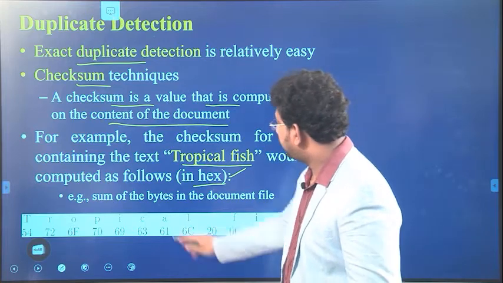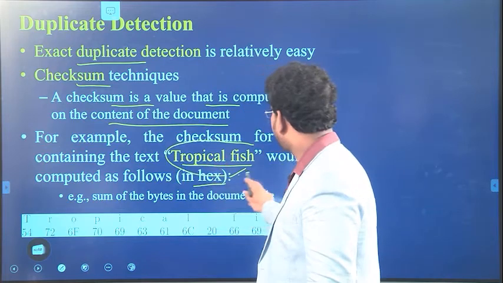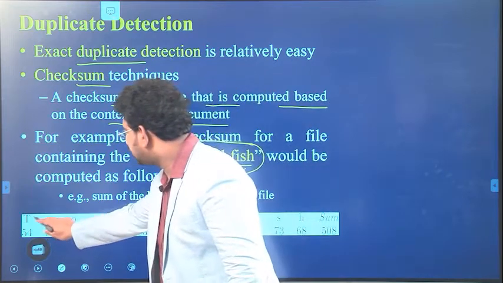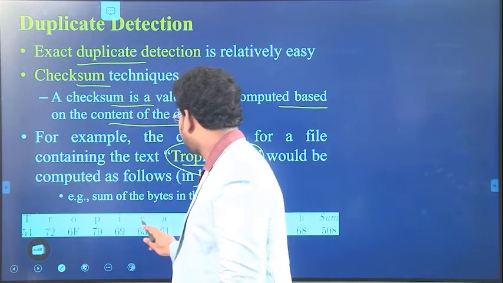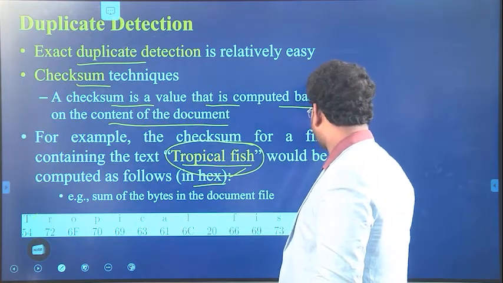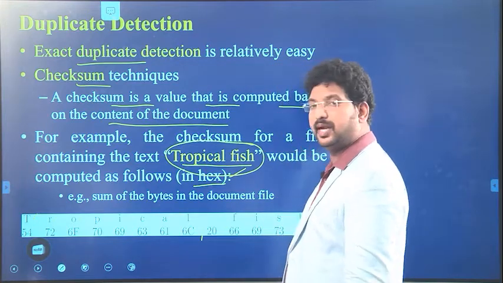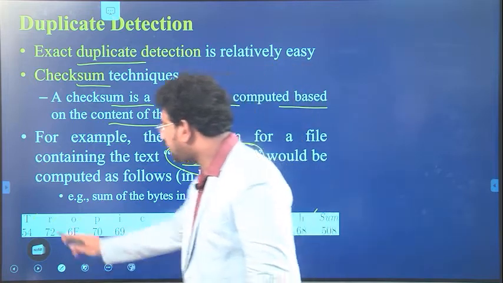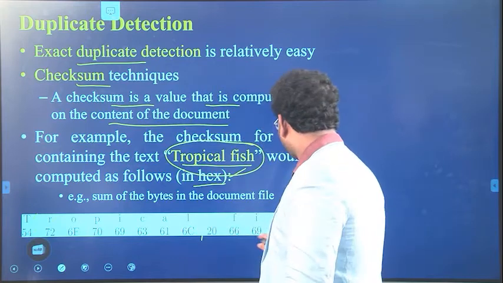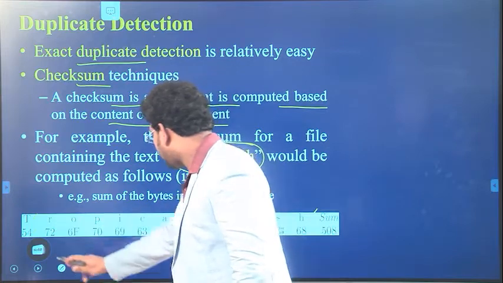If you observe here, it is the sum of the bytes in the document file, the document consisting of the information tropical fish. Here you see TROPICAL, followed by FISH, and you will have a space. Whenever you consider the hexadecimal value, T is 54 and R is 72, and like that you consider each and every character, and finally you sum up all these values.